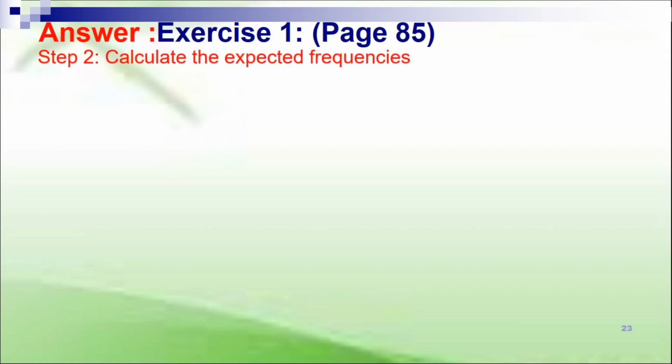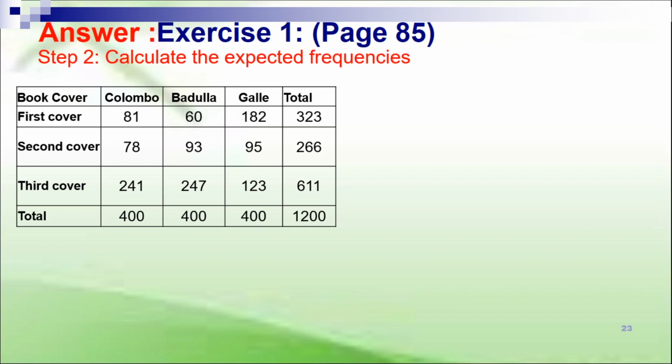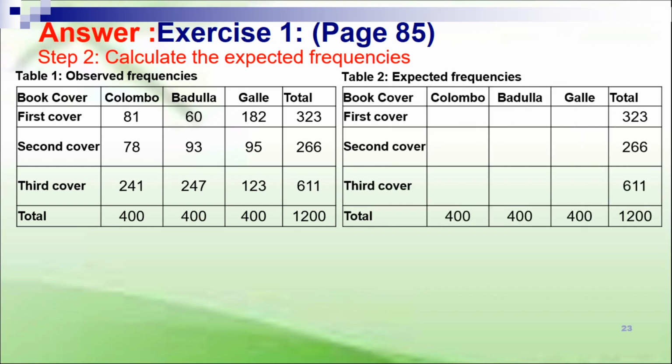Then as step 2, we need to calculate the expected frequencies, and we need to find the row and column totals. The column totals are already given, but the row totals are not given. First you need to calculate the row totals, because when calculating the expected frequencies we always need the row totals and the column totals. This table we call the observed frequencies table. Then based on these observed frequencies, first calculate the expected frequencies for the corresponding cells.